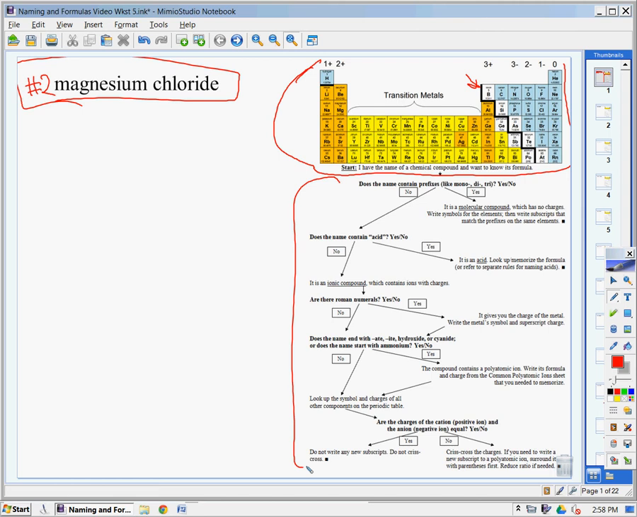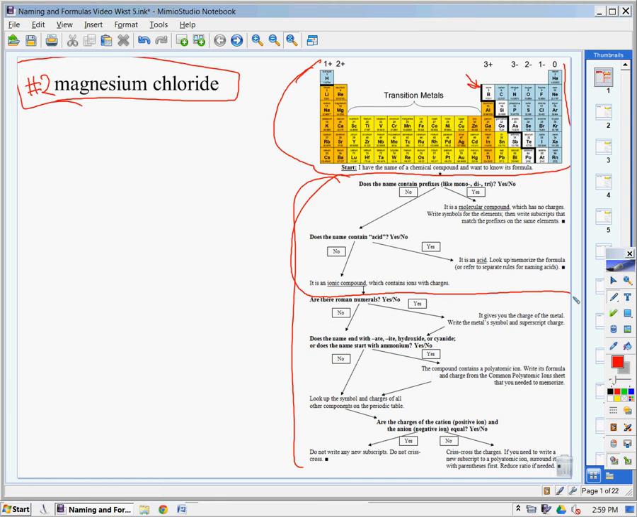I also want to point out that the top of the flow chart is all about what kind of compound it is, and then the bottom of the flow chart is about how to do names and formulas for ionic compounds. We know that molecular compounds and acids are a lot easier to name and do formulas of. Acids you just memorize, or you put hydrogen in front. That's an acid. A molecular compound, you just use the prefixes to come up with the subscripts.